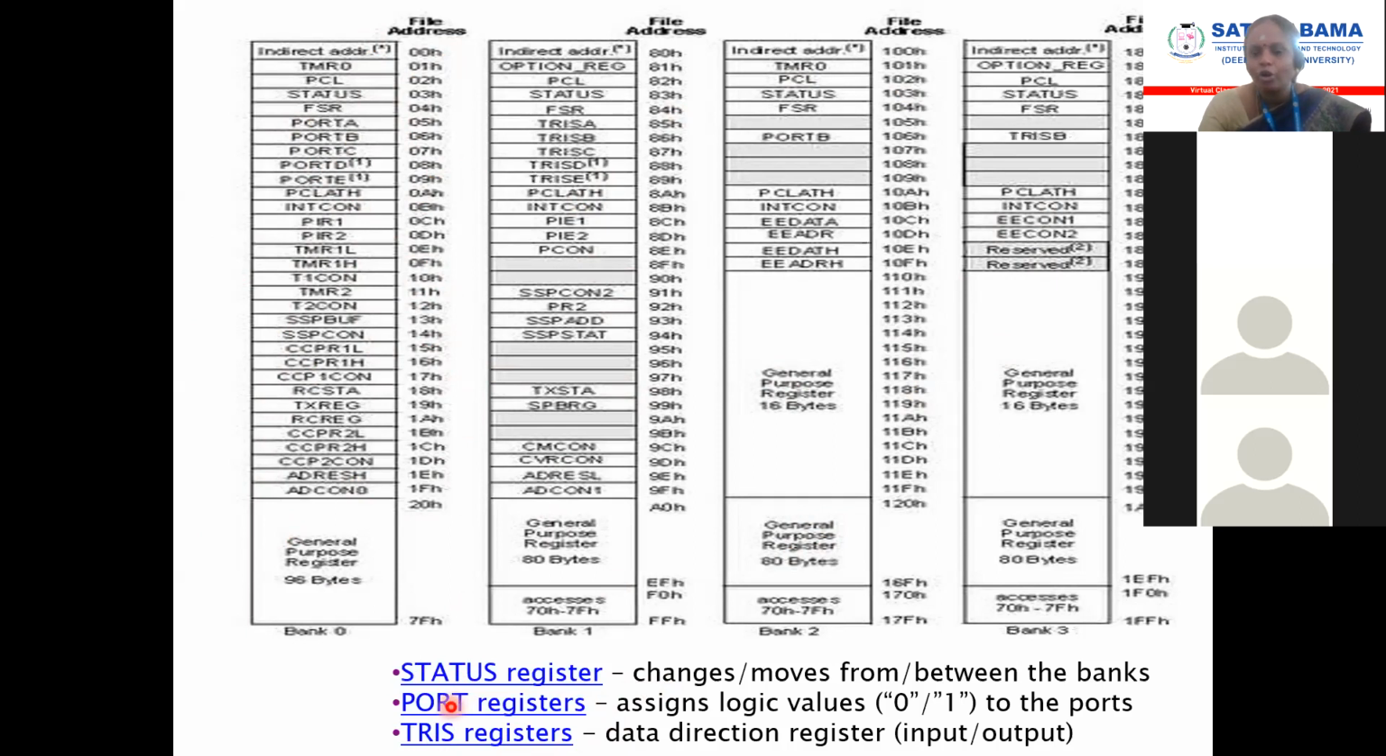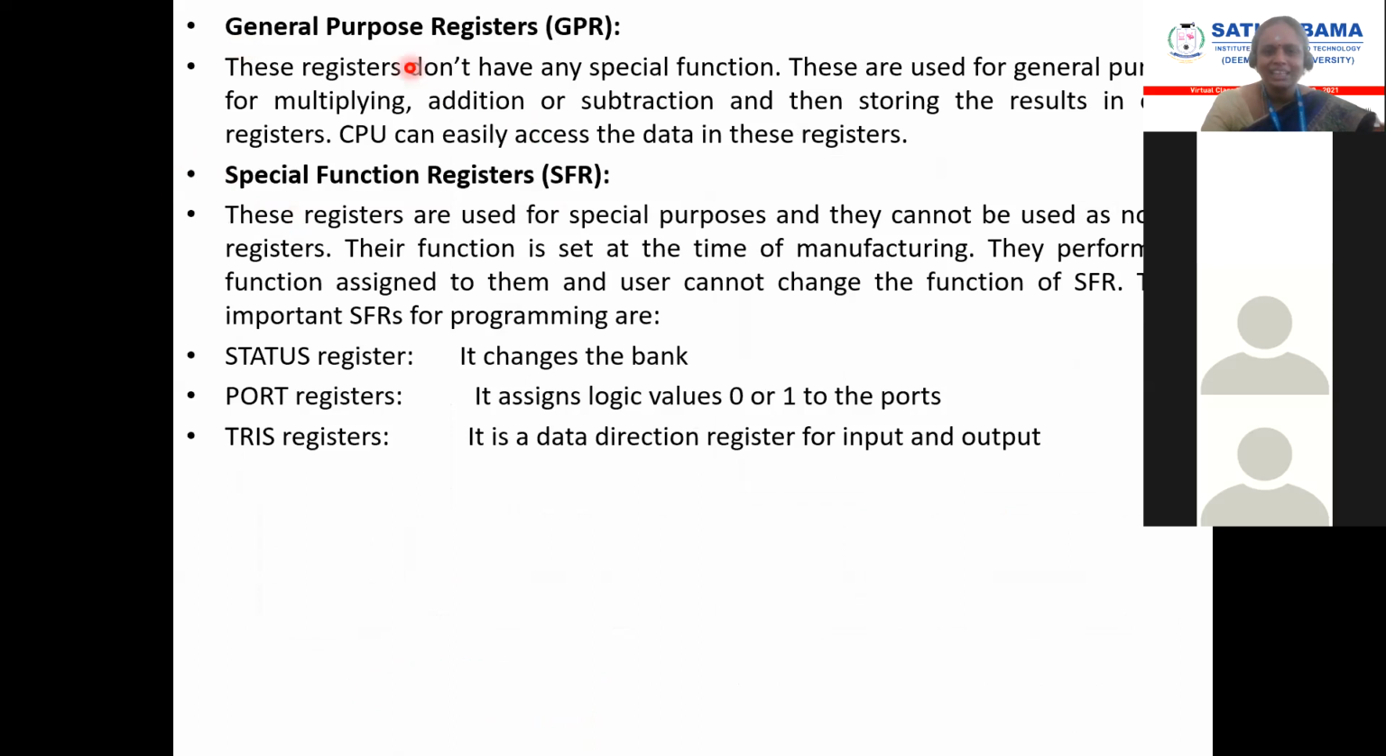Port registers, we all know what is the purpose of port register. We will assign 0 or 1, and if I want to interface any devices through a port, we will interface. Whether it acts as an input port or output port, the port registers will serve that. TRIS, the data direction registers. But you have to understand, data memory is organized in the form of banks, each bank having the capacity of 128 bytes. So totally 4 banks are there.